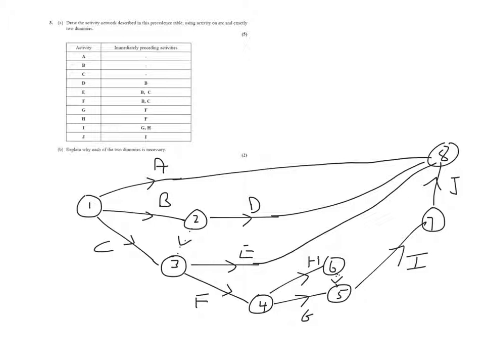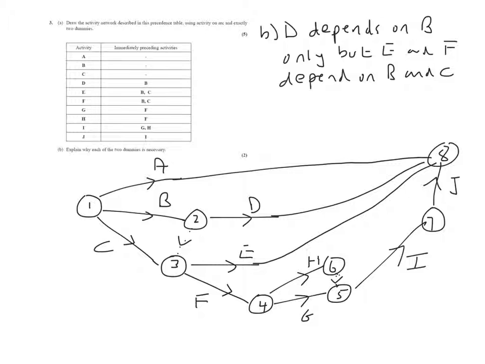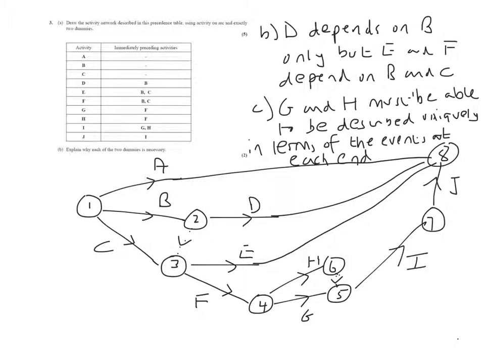Remember to read the question, easy in D1 to forget to answer all the question. It says explain why each of the 2 dummies is necessary. Well, that's D depends on B only, but E and F depend on B and C. So that explains the first dummy. The second dummy that we used is because G and H must be able to be described uniquely in terms of the events at each end. So I've just squashed it in so it's all on one screen, and that's that question completed.